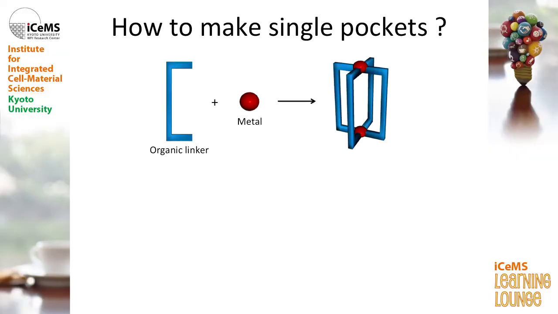So how can we make single pockets? As I told you, you also make them with a combination of organic linkers and metal ions. But in this particular case, you want to have a single molecule. So you want to design your organic linkers in a way that they prefer to form single molecules rather than extended polymers.